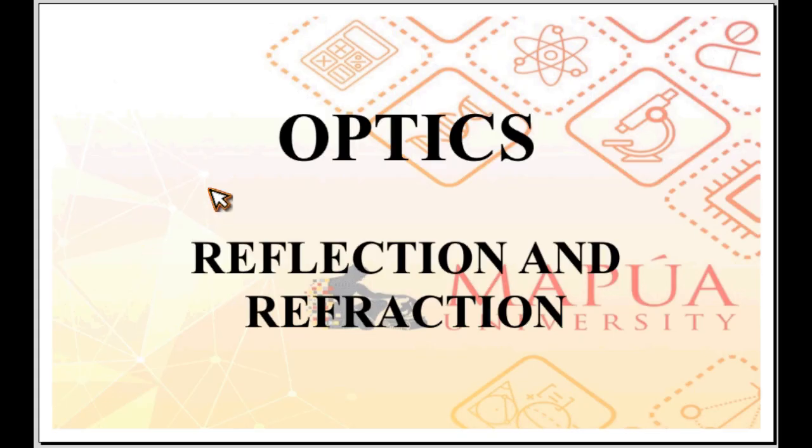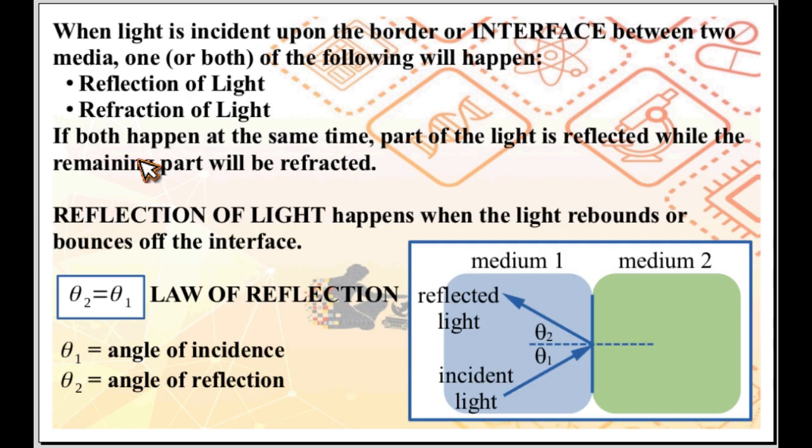And now for the next part of our discussion on optics, we have reflection and refraction of light. As previously mentioned, light does not require a medium in order to exist and travel or propagate, but light can travel through a physical medium. Light can travel through air, it can travel through water, and so on.